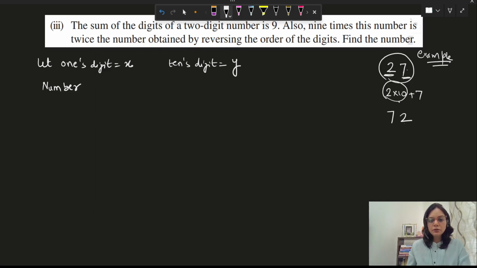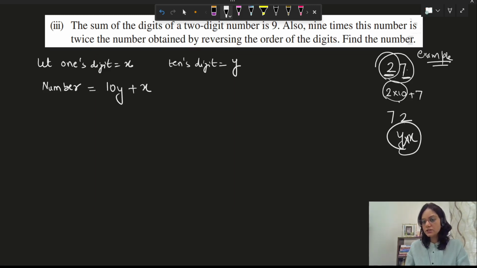So how will you frame the number? You can't write it as yx, because its meaning is y multiplied by x when you write variables together like this. So you have to write it as 10y plus x. You have to multiply y by 10 because the tens digit has to be multiplied by 10 and added to the ones digit.